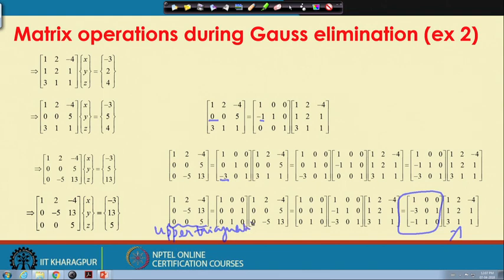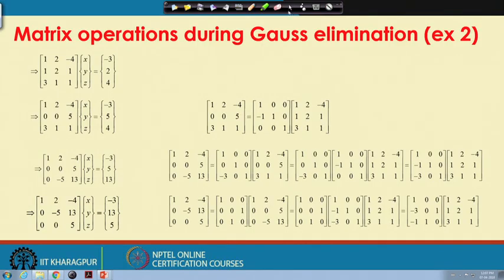So, there is a multiplier matrix which is multiplied with the original matrix A, and now we get the upper triangular form, and this is the form we aim to get at the end of the forward elimination step of the Gauss elimination process. And then there will be similarly a multiplier matrix which will give me finally a diagonal form of A, from which we can directly solve.